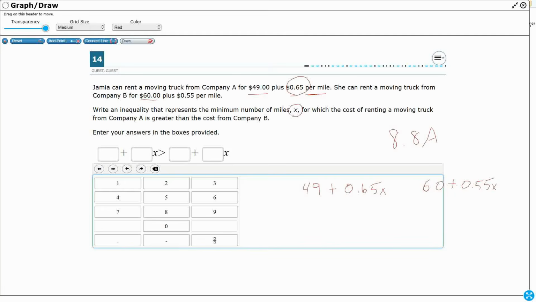So we need to write this inequality that represents the minimum number of miles for which the cost of renting a moving truck from company A. So company A is the first one. So I did that first.